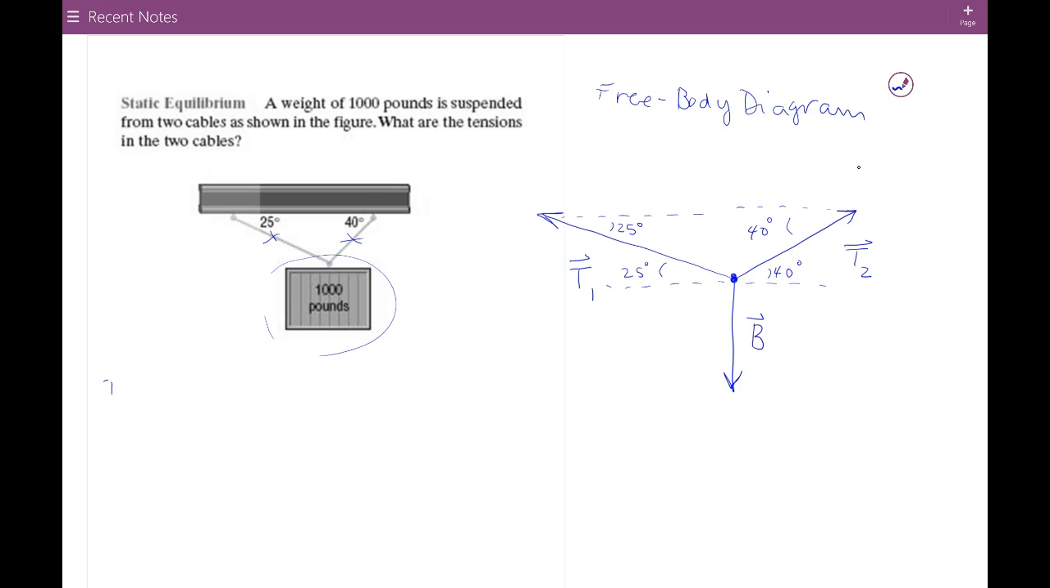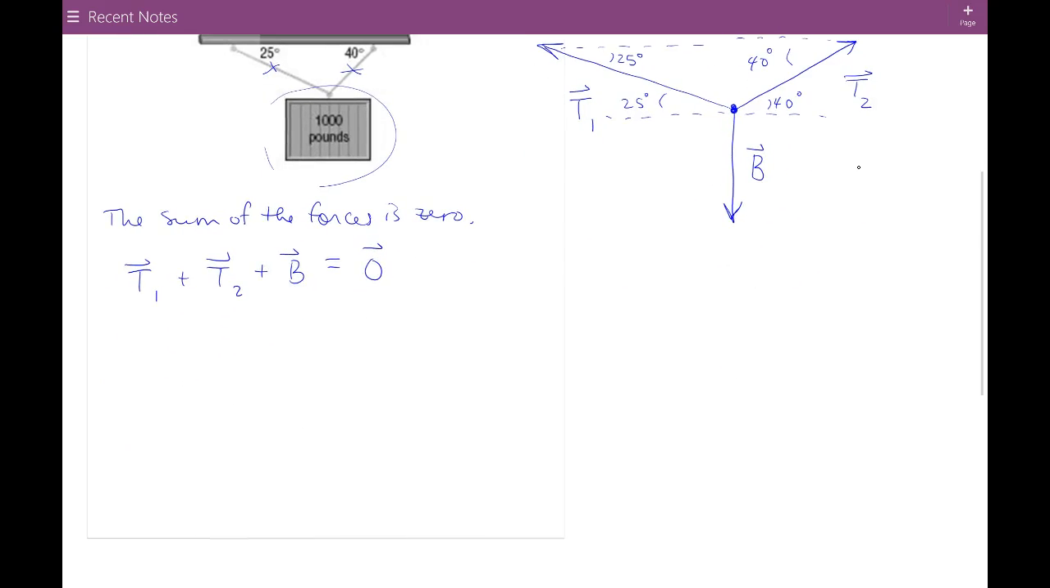So the idea of static equilibrium is the sum of the forces is 0. So if we write the vector equation, we'd say vector T1 plus vector T2 plus vector B has to equal the 0 vector. It's a lot easier to do if we break it down into two separate problems, where we say the only way all the forces will be 0 is if the sum of the forces in the x direction is 0, and the sum of the forces in the y direction is also 0. So we break it down into two separate problems.